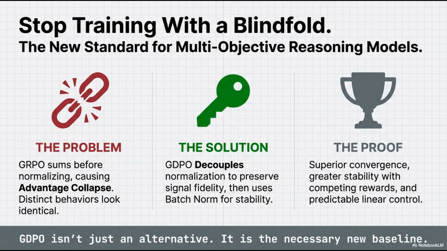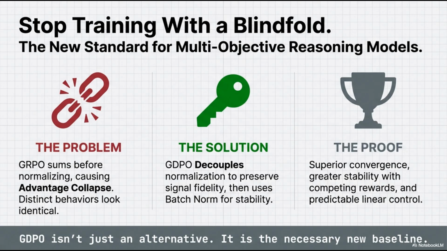Let me bring everything together. The problem. GRPO sums rewards before normalizing. This causes advantage collapse. What does that mean in practice? Distinct behaviors look identical to your training algorithm. A model that gives correct answers but bad formatting. Same training signal as a model that gives wrong answers but good formatting. The algorithm cannot tell the difference. Learning becomes impossible.